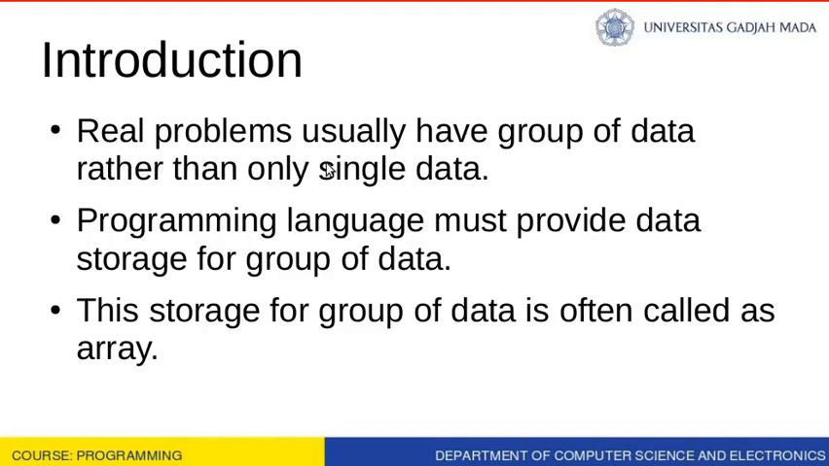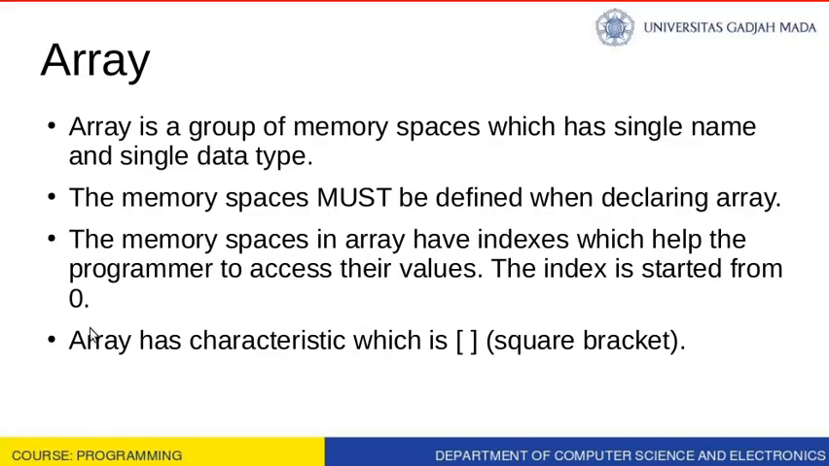In the real problem, usually we have group of data rather than only single data. Therefore, in programming language, it must provide data storage for this group of data. The storage for group of data is often called as array. And then what is array? Array is a group of memory spaces which has single name and single data type.